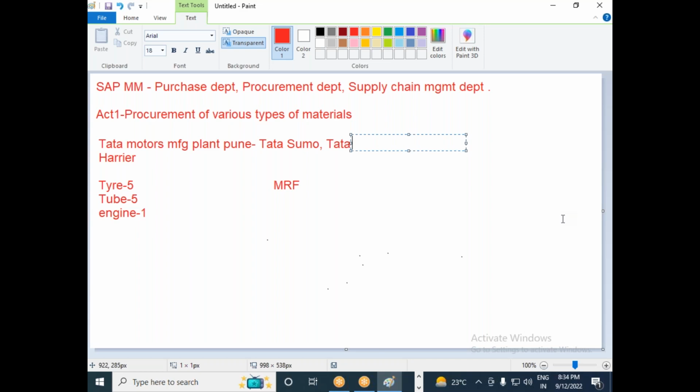What kind of a project would you explain? I mean, in the real-time project, is it an implementation project or a support project? We will explain what activities you are going to perform in implementation, what activities you are going to perform in support, and what activities you are going to perform in the rollout project.